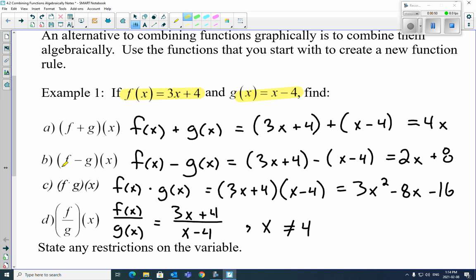F minus g of x just means f of x minus g of x. So you take the two functions again, subtract them. Now be careful with the subtracting, because that negative applies to both these things, right? So it's 3x minus x, which is 2x, but it's 4 minus negative 4, which is plus 8. Right? Careful of that. That's a common mistake there, is to forget the negative applies to both.